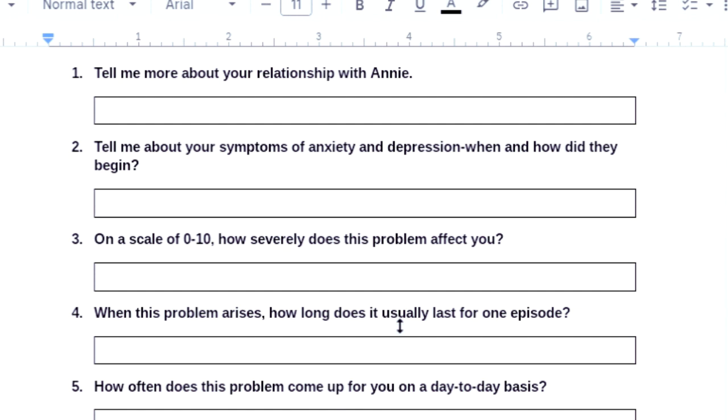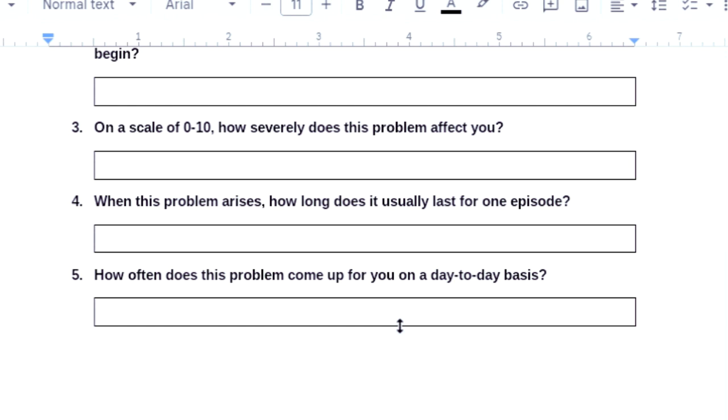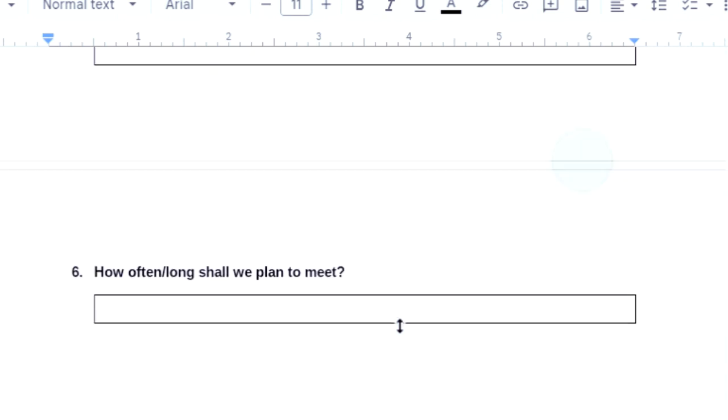And then for the treatment planning specifically, I have these questions that help me to conceptualize, and then I use that information when I do the treatment plan. Tell me more about your relationship with Annie, because that was one of the big problems that Toby highlighted. And then also symptoms of anxiety and depression. I wanted to know more about how those things started and when. And then we want to look at the severity of these problems, how long they last, so the duration and the frequency. And that's pretty much it.